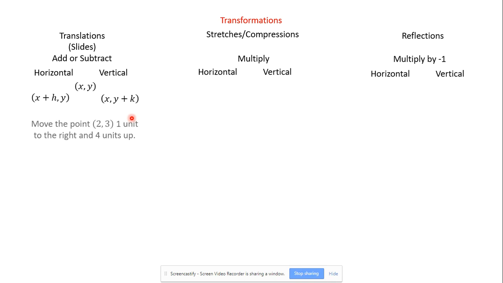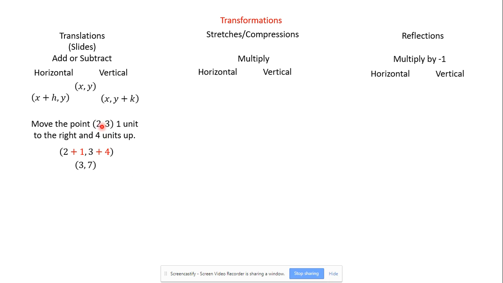So, looking at an example, if we want to move the point (2, 3) 1 unit to the right and 4 units up, we have a horizontal translation here, 1 to the right, so we're going to go x plus 1, and a vertical translation here, 4 units up, so y plus 4. And so 2 plus 1, because 2 is x, that's just 3, 3 plus 4 is 7, our new point is the point (3, 7).